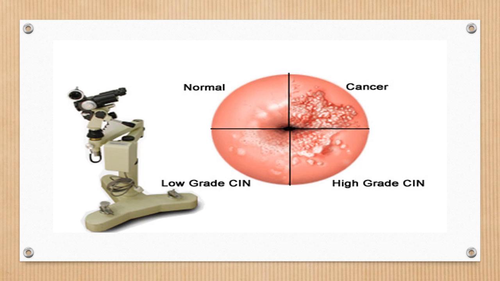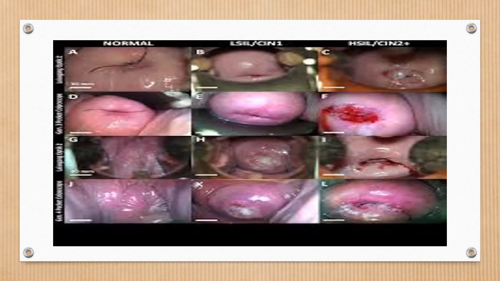Then this is a colposcope. This is the normal area of the cervix. This is a low grade cervical area. This one, and this one, is a high grade cervical area. So this is normal cervical finding on colposcopy. This is low grade squamous intraepithelial lesion or CIN1. This is high grade lesion or CIN2 or 3.